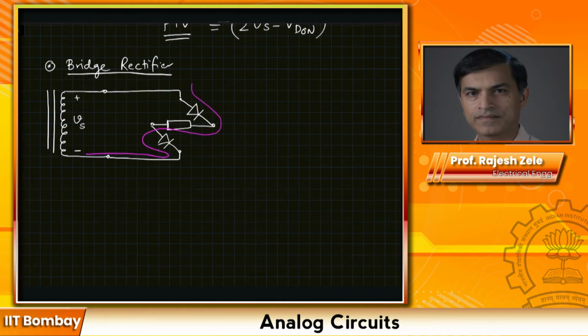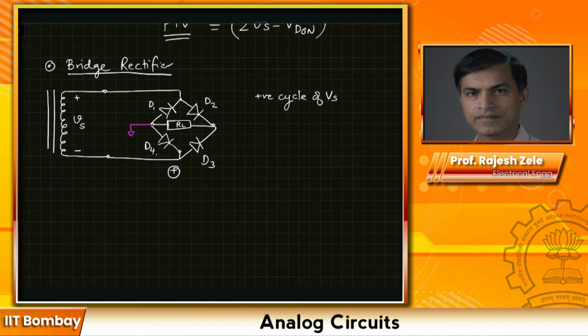Now the next part of the circuit will be a flipped version of that. So this is our reference ground connection for the load RL, and here when this node goes positive, or the Vs goes negative, then we want this branch to turn on, the bottom branch, called D1, D2, D3 and D4. So during the positive cycle of Vs, what is going to happen? The current will flow like this.